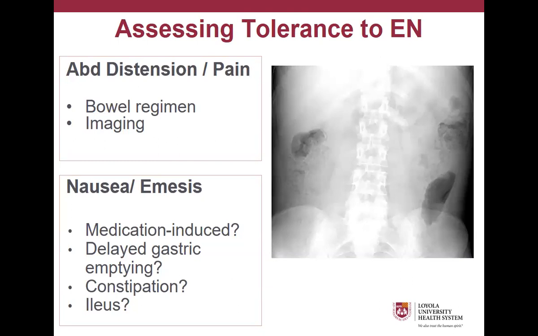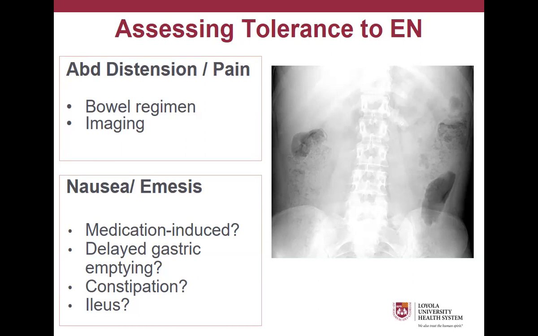And then assessing tolerance to enteral nutrition. Okay, so there are different issues that can occur. Abdominal distension, pain, right? One thing I always ask, when's the last time they pooped? My team calls me the poop police. I like to make sure my patients are pooping. And so, are they on a bowel regimen? Have they had a bowel movement in the past 48 hours?